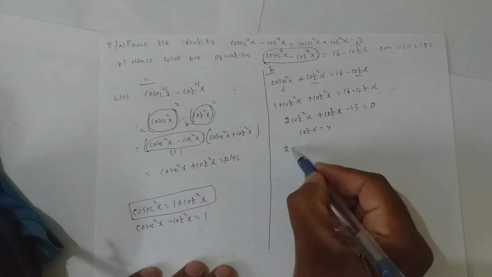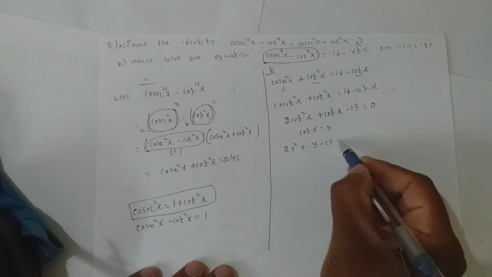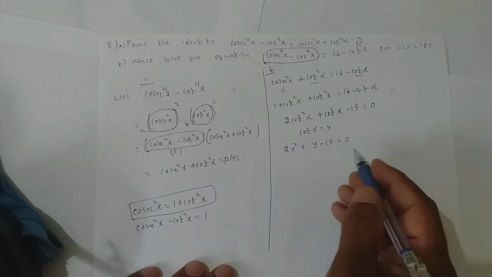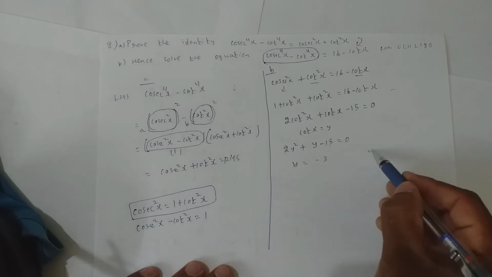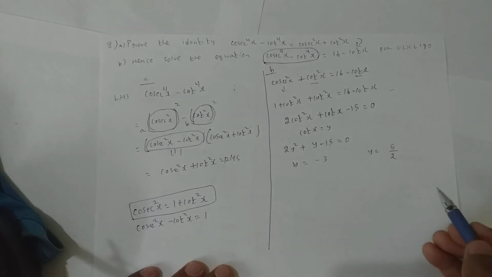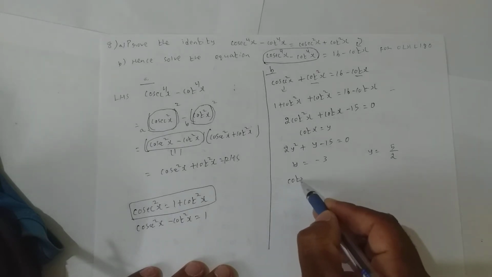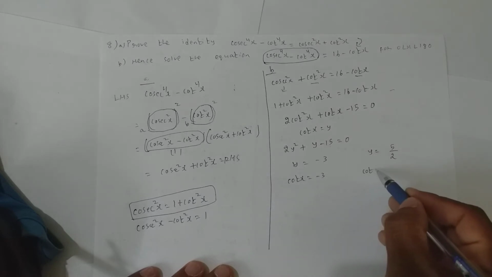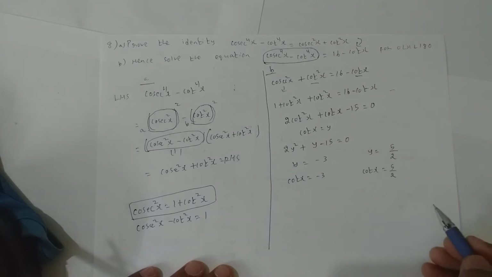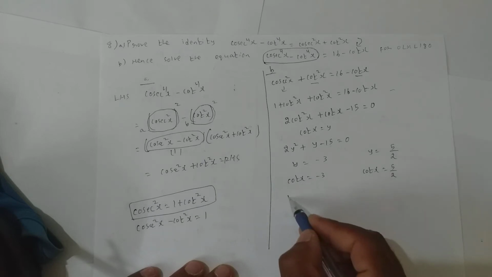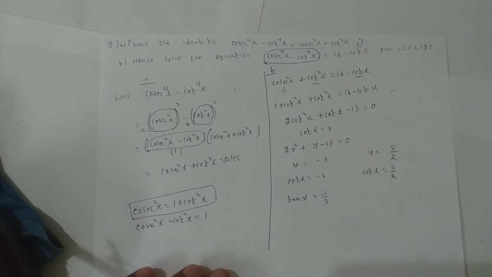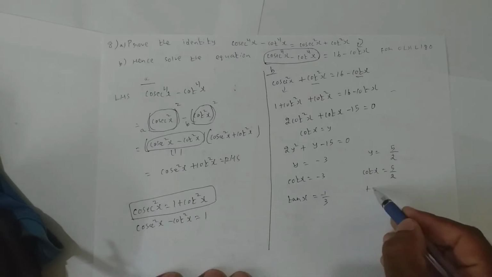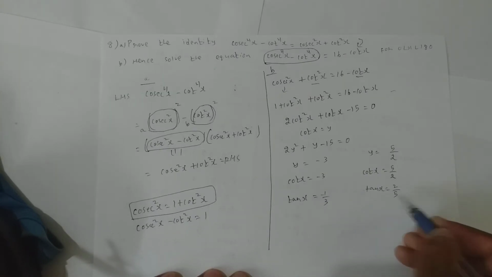Now take cot x equal to y. So what is the equation now? 2y square plus y minus 15 equal to 0. If I place in calculator or solve, I get my values to be minus 3 and 5 by 2. Y is minus 3 means cot x equal to minus 3, and cot x equal to 5 by 2. You know cot and tan are reciprocal. Cot x is minus 3 means tan x will be reciprocal, minus 1 by 3. After doing all these steps, I am directly reciprocaling it. Same way here, tan x equal to 2 by 5.